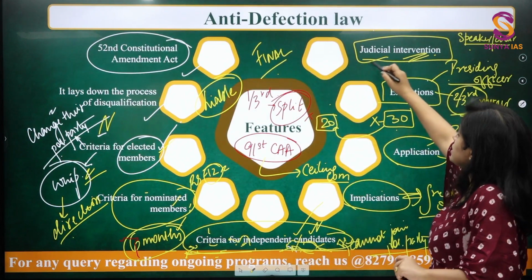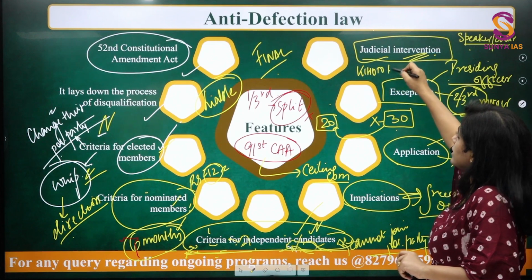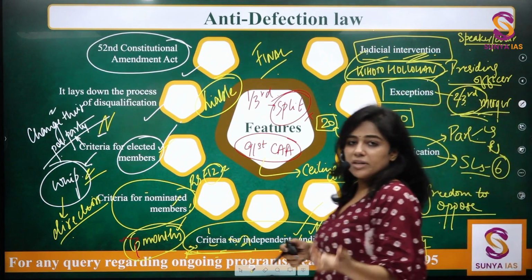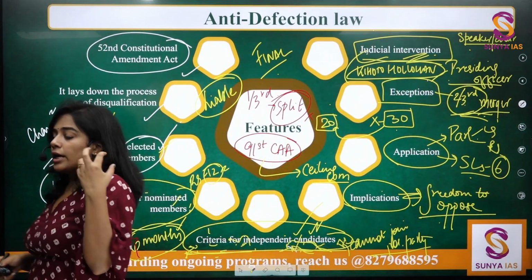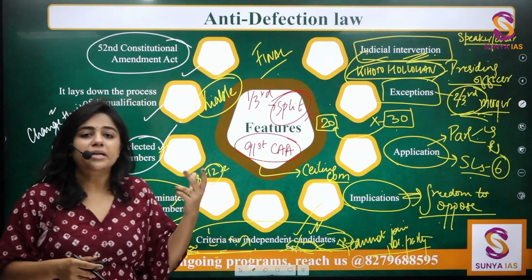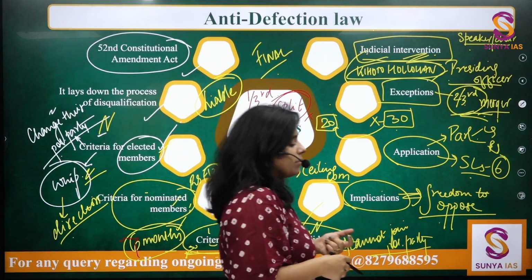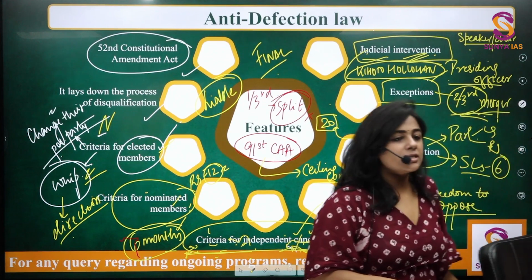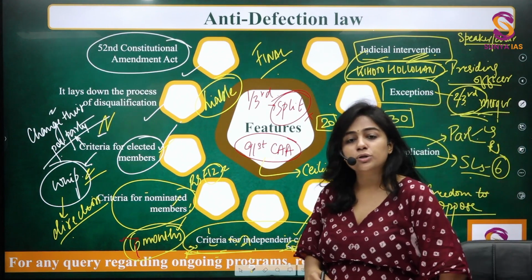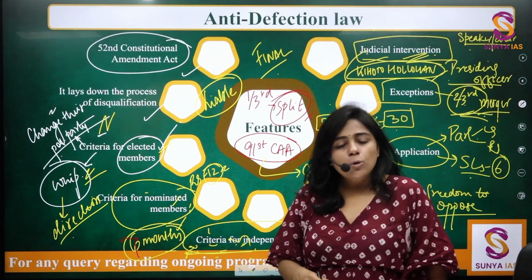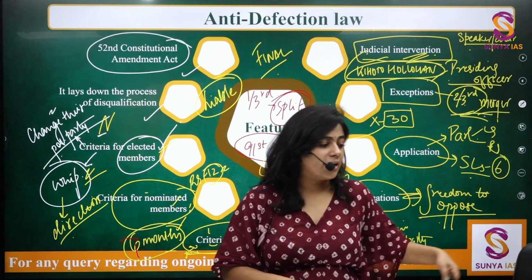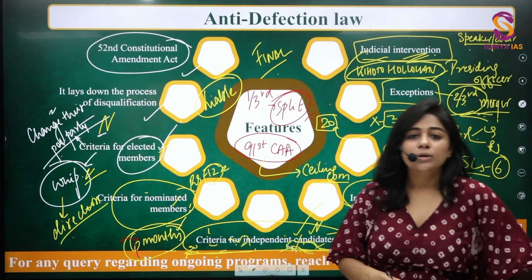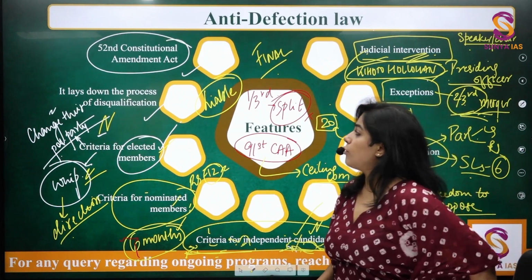But in this judgment called the Kihoto Hollohan case, the judiciary intervened and said that no, here it is a part of parliamentary democracy and this cannot be beyond judicial review. So now the situation is that even the speaker's decision is not beyond judicial review. I hope that is clear. I hope the features that are there in the anti-defection law are clear to all of you, because once this is clear, only then we can actually move forward.